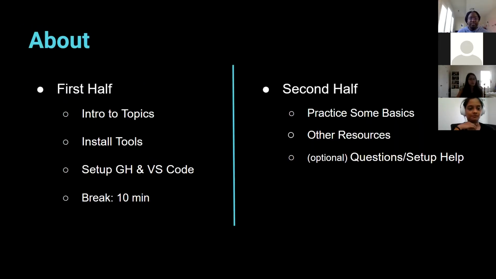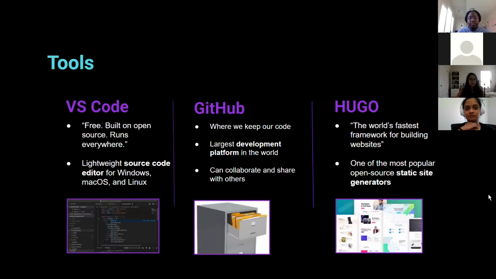Our first half, we're just going to go a little bit into what we're covering and understanding what we're using. And then we'll actually install those tools. And then we're going to work on setting up GitHub and VS Code to work together. And then we'll take a break and we'll come back and actually practice some basics with GitHub. And then I'll show you where some other resources are, so if you want to go further on your own, you can. And then we will hang around for a little bit at the end for any questions.